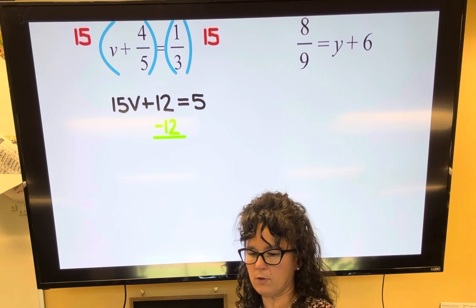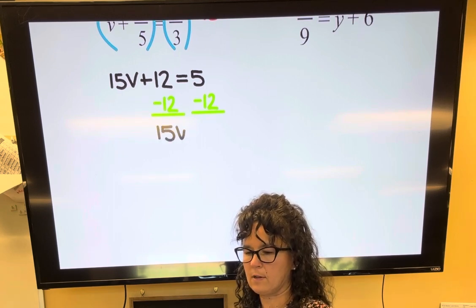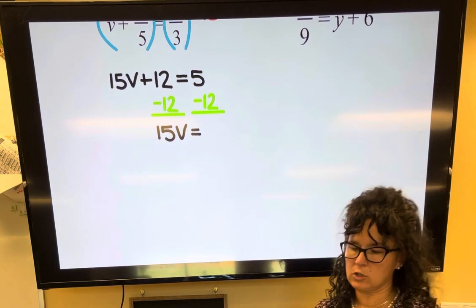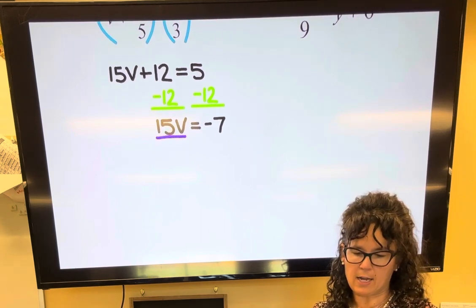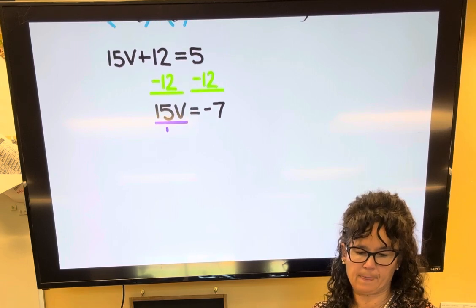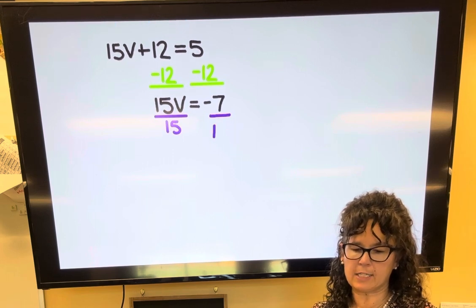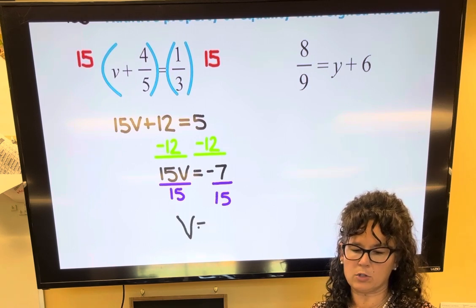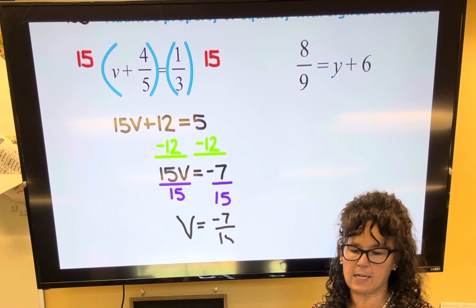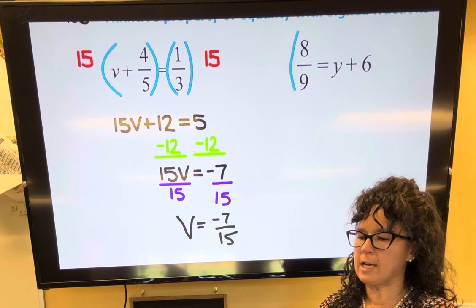Okay, so minus 12, and then 15v is equal to, and 5 minus 12 is negative 7. Lastly, let's divide by 15. So if I divide both sides by 15, then I'm going to end up with v is equal to negative 7 over 15. Okay, so if I use that same strategy over here, the only denominator is 9.